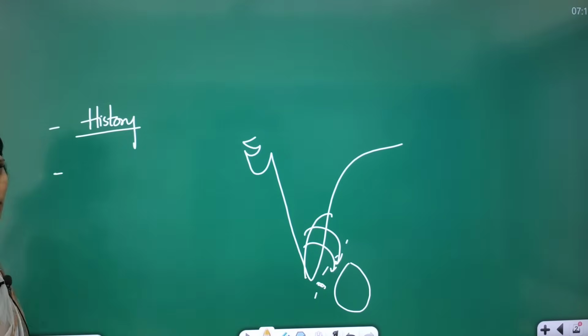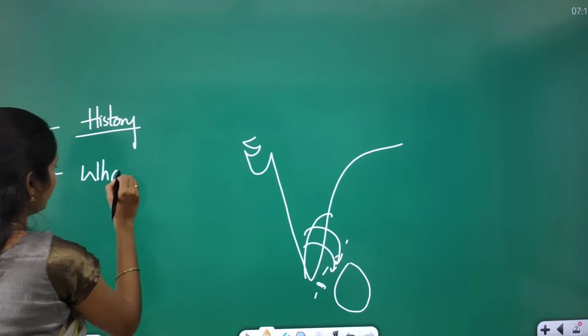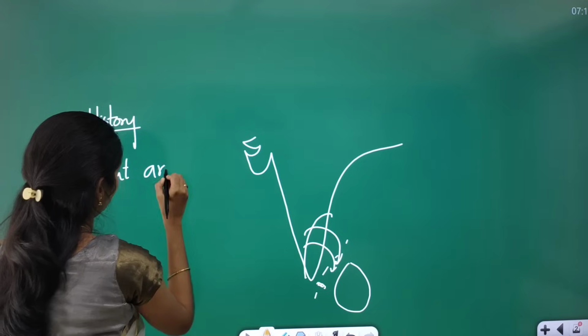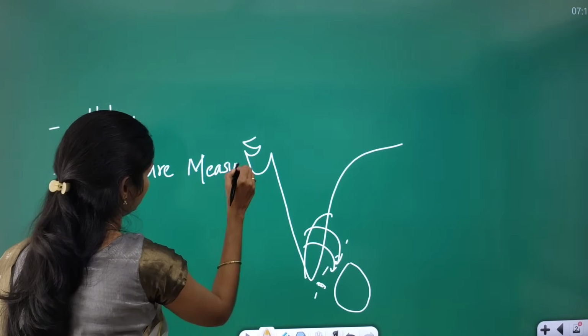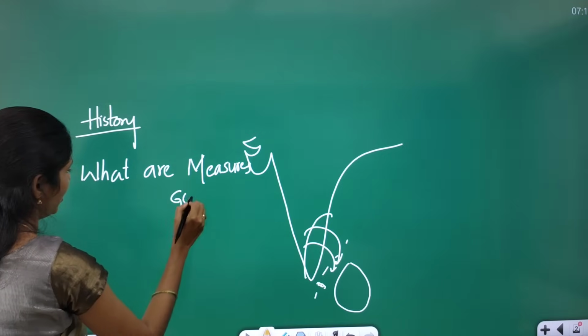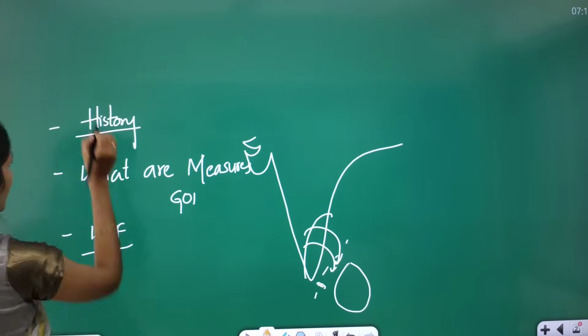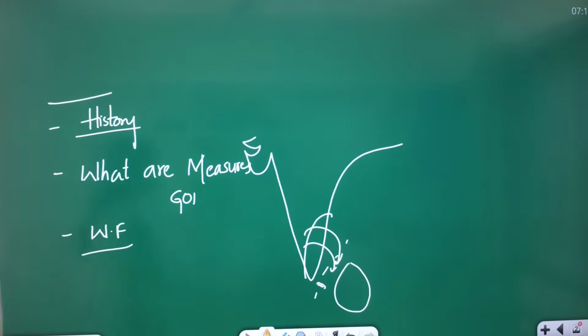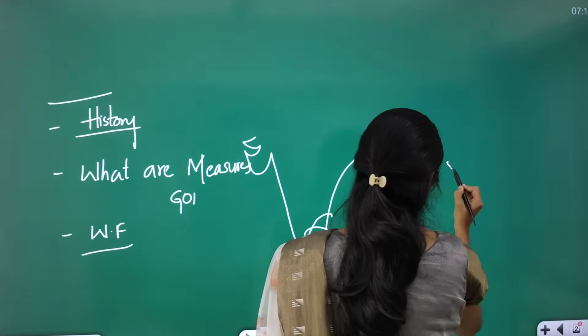And the next one is you have to know what are the measures already taken by the government of India, and you have to see what is the way forward. All these are very important dimensions that you have to remember from this article point of view. And if you see here, there is one more dimension that I can say.